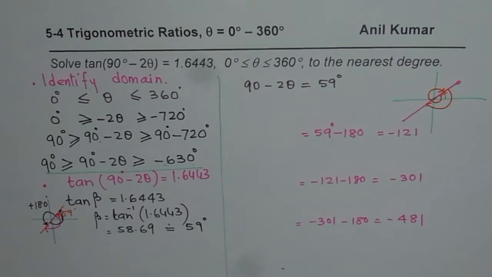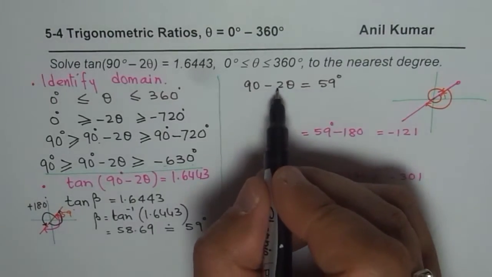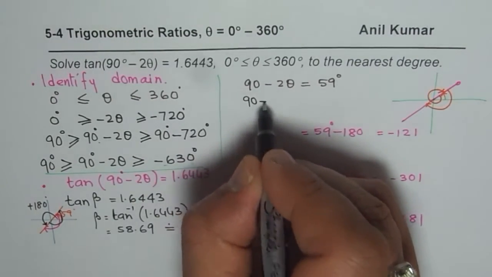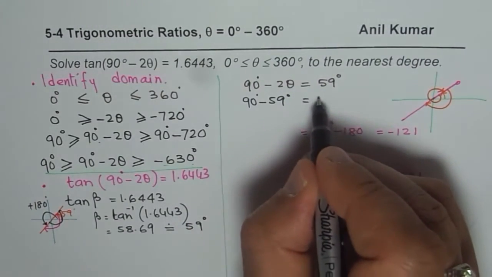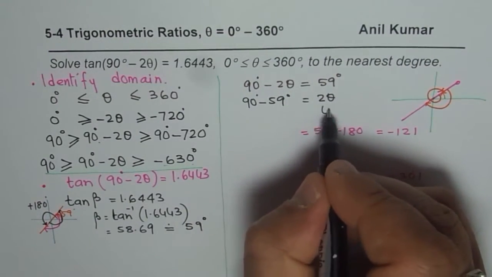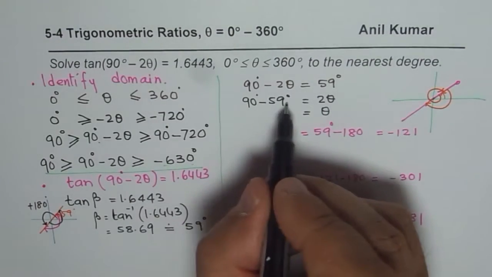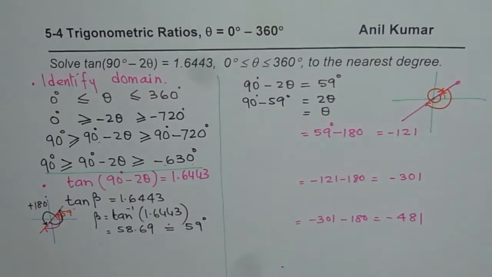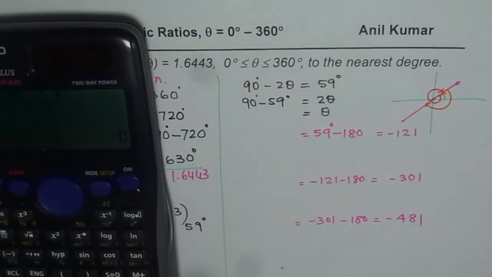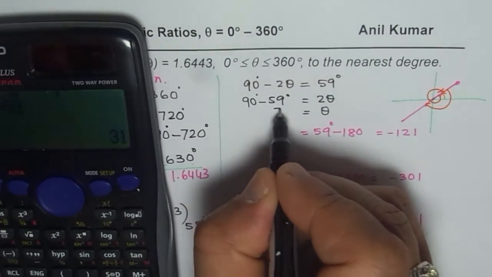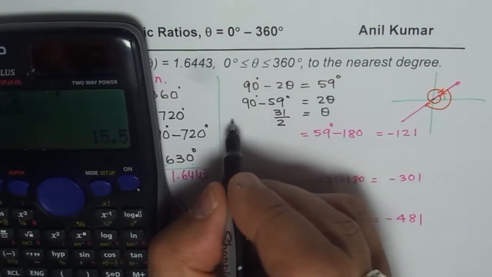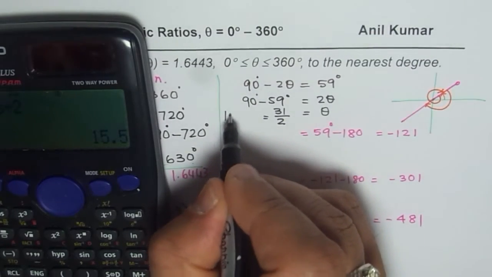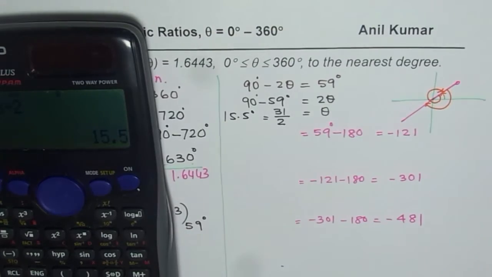Now let us solve for the angle theta, right? To solve for theta, we can do like this. 90 minus 59 degrees, this is 90 degrees, equals 2 theta, right? So theta will be equal to this divided by 2. Let's find it out. 90 minus 59 equals 31. So we have 31 divided by 2. Dividing by 2 gives us 15.5 degrees. So that becomes the first answer.